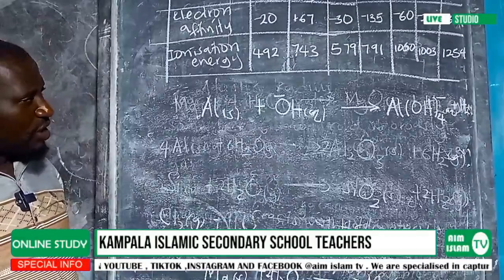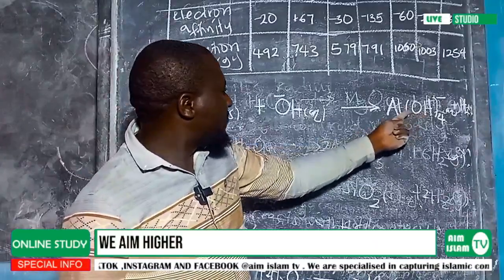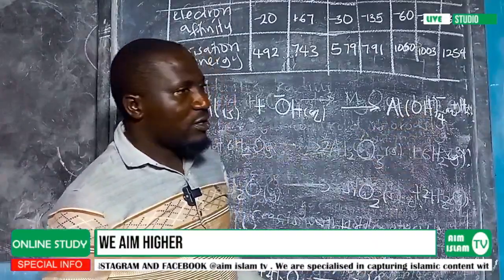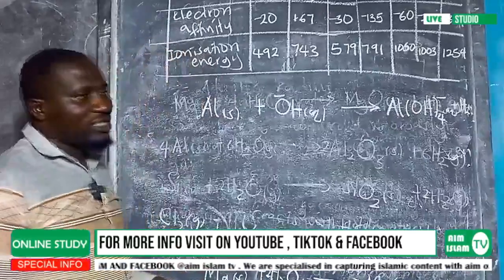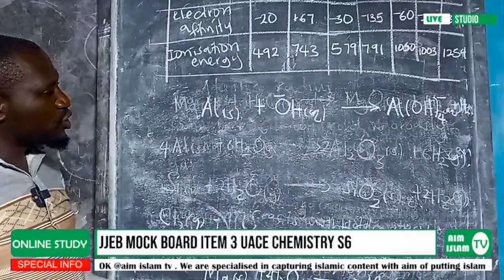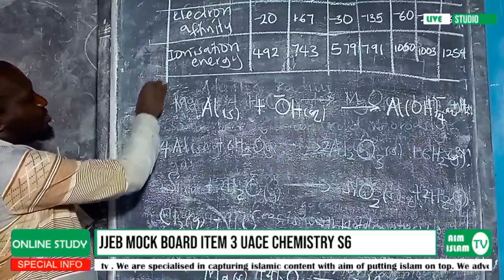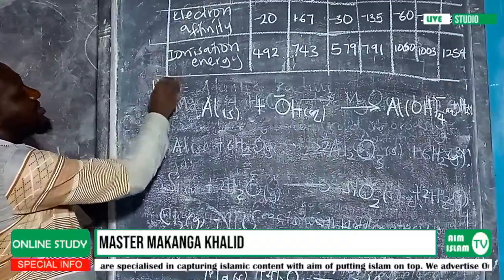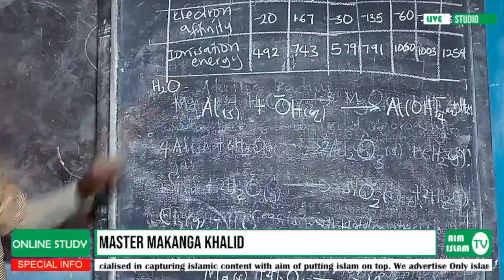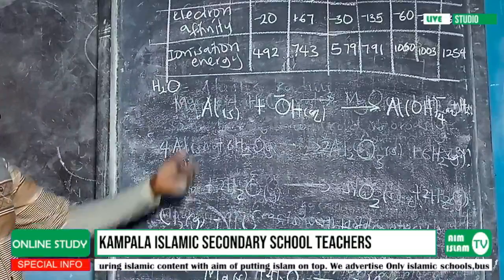Water molecule, and according to this, you have four oxygen atoms. So you need to balance the oxygen and hydrogen by introducing water molecules. So you need to balance them.